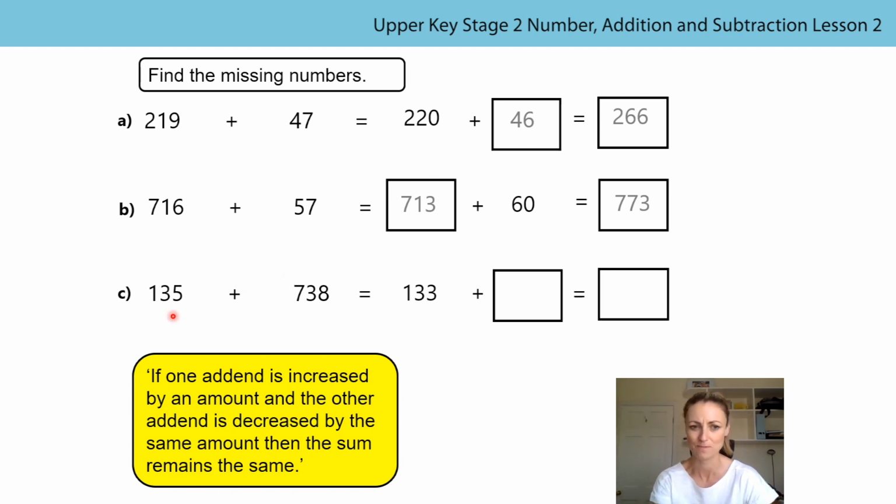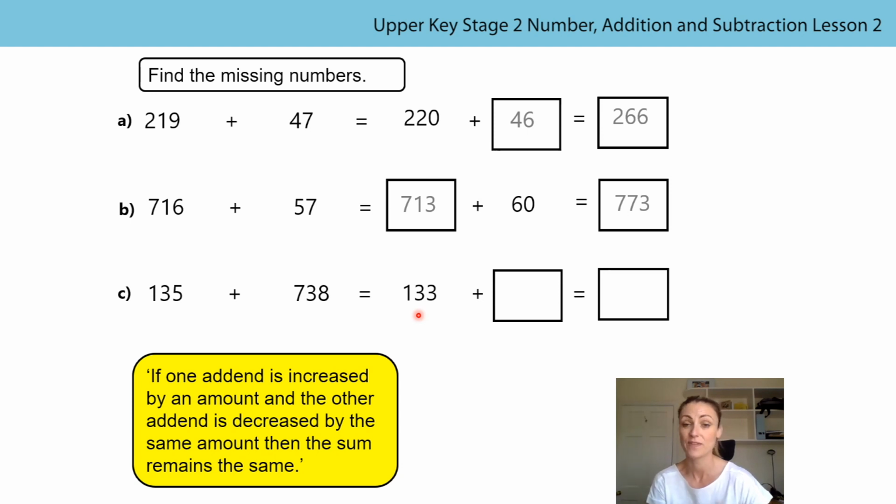How about this last one? I bet you're finding this really easy now. 135 add 738. Examining the addend here that I know and it's been redistributed, I can see that it's been decreased. So I'm going to subtract from 135. I'm going to subtract 2, and that gives me 133.